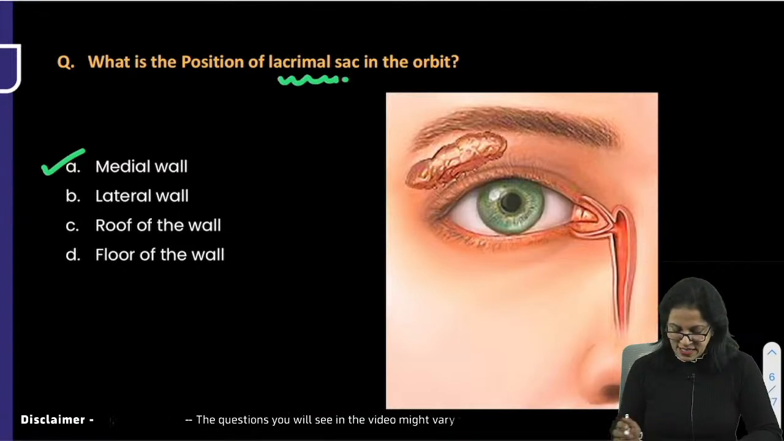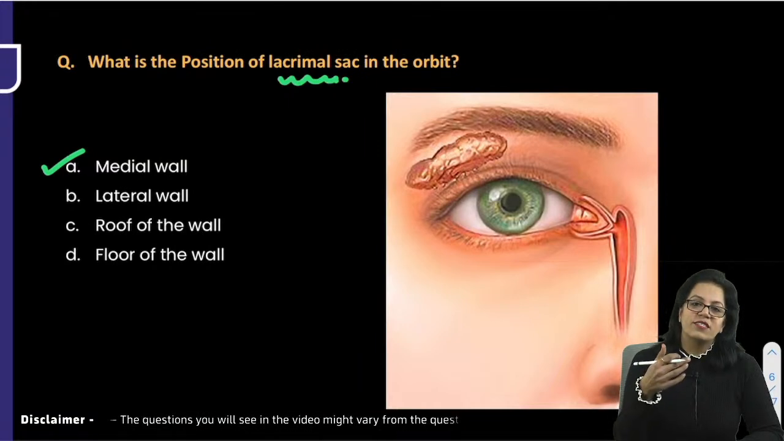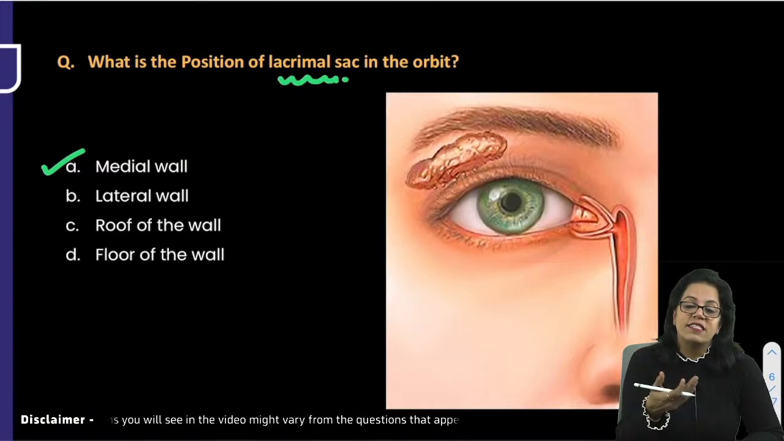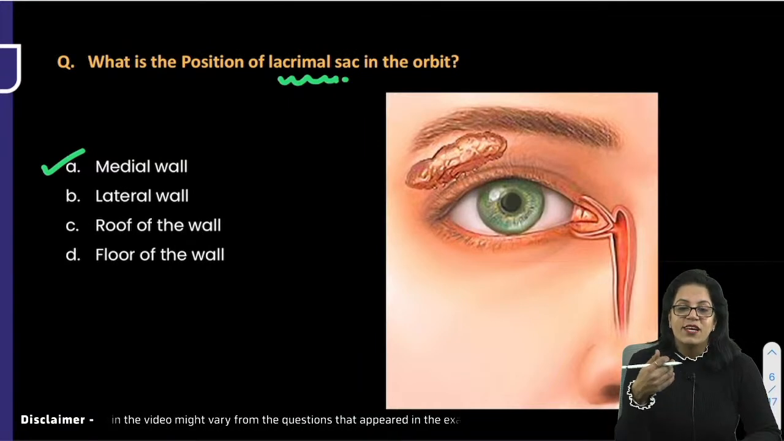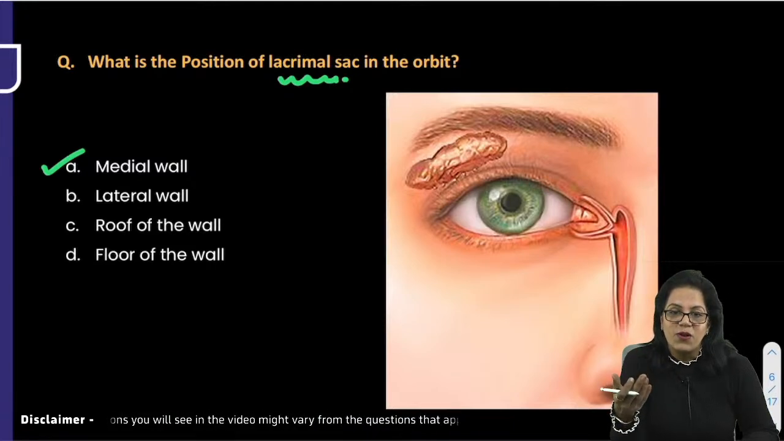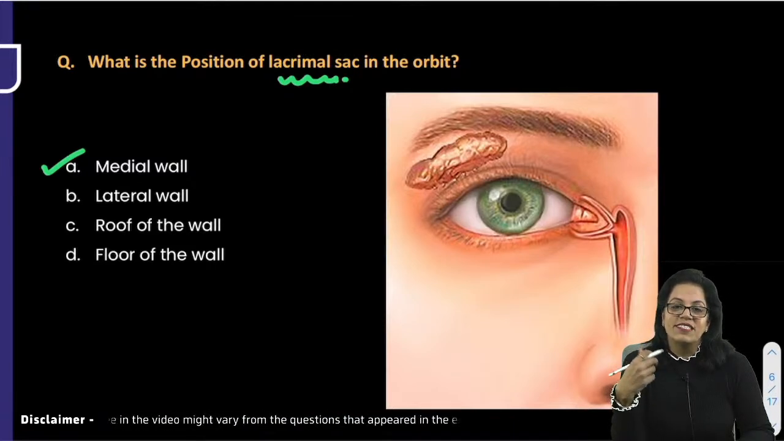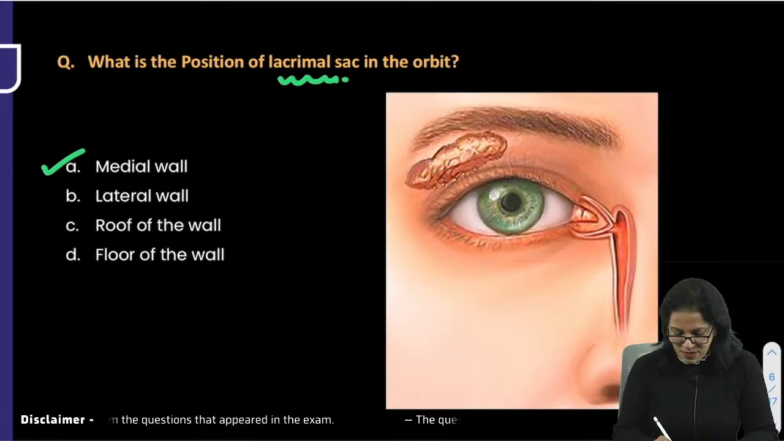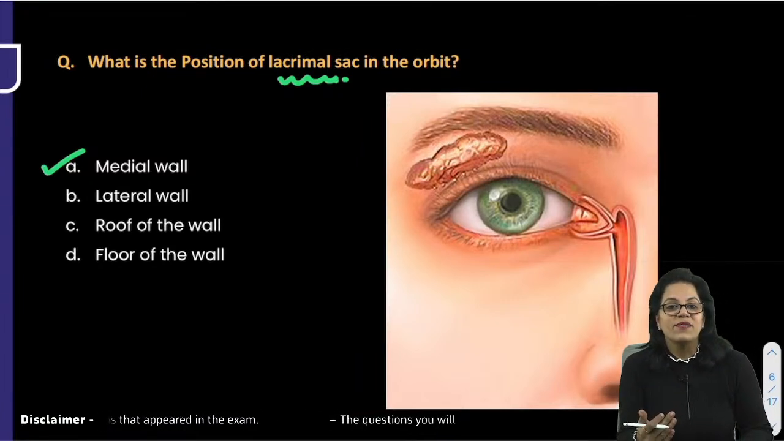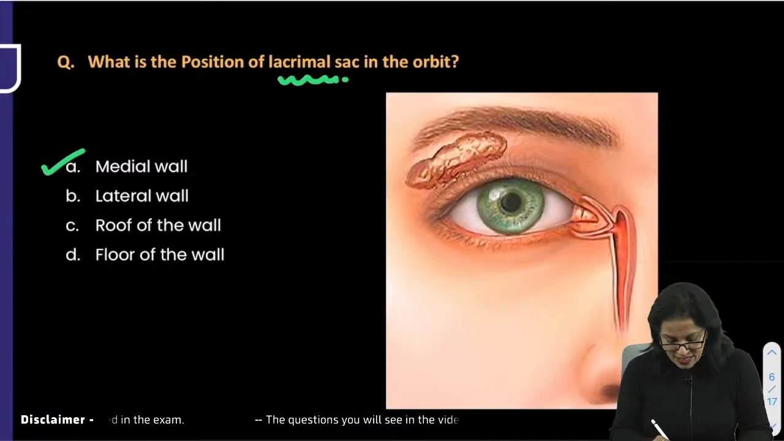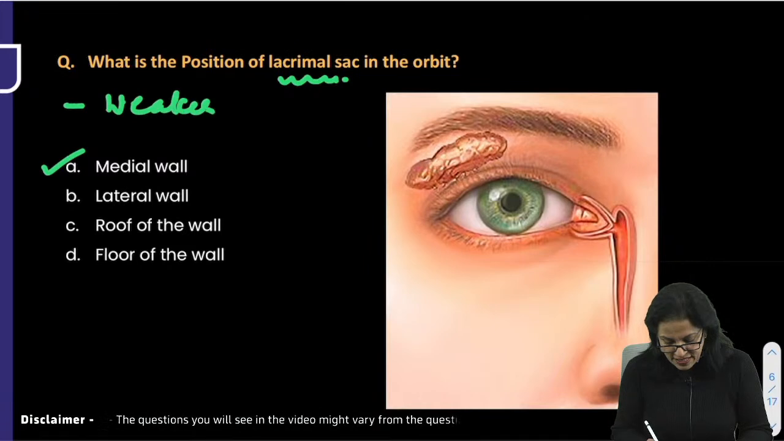Let me discuss this with you. If they ask you about the orbit, they must also be asking a few questions around it, like what is the weakest wall of the orbit. Please don't answer floor. It is again the medial wall, due to the cribriform plate of ethmoid sinus. So one of the additional points here: the weakest wall of the orbit is the medial wall.